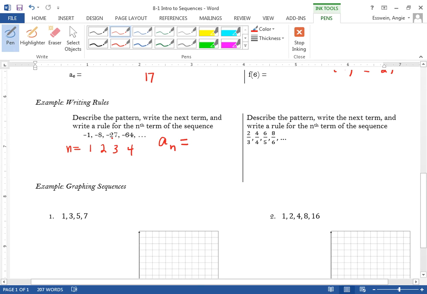But it is obvious that we're not adding a constant. It's also obvious we're not multiplying by a constant. There's something more happening. Yeah, Roxana? It's like negative n parentheses cubed. Good. So these are the perfect cubes.